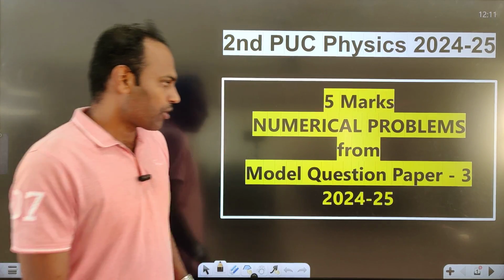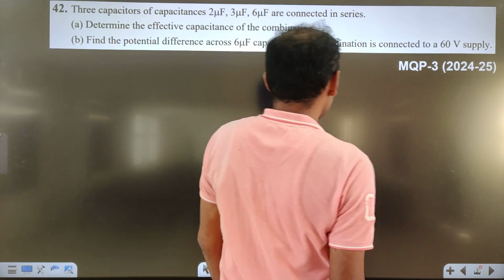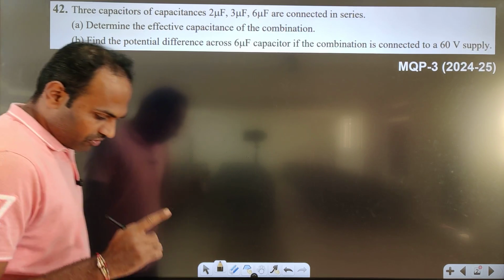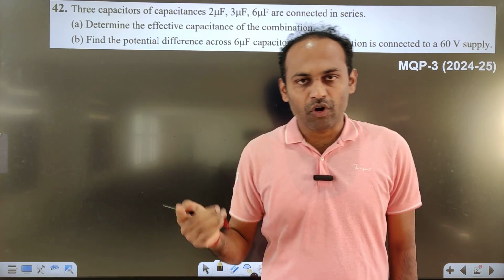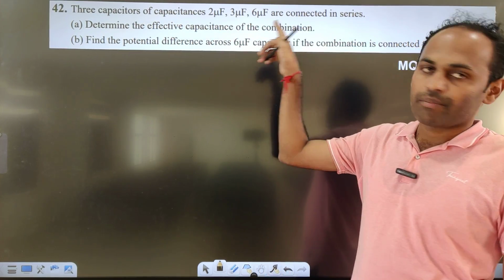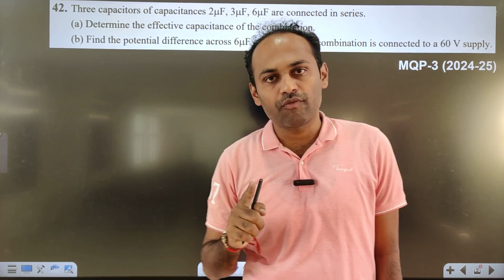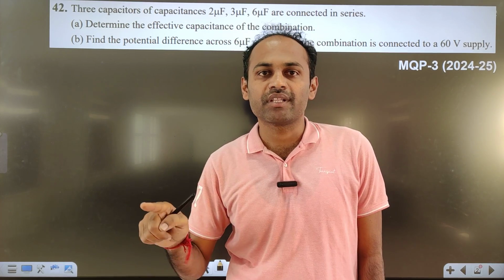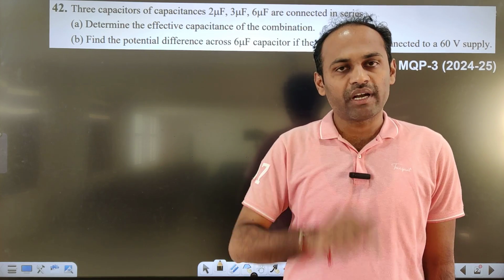We'll start with numerical problems from model question paper 3. See, in model question paper 1 and model question paper 2, in one model question paper there was a numerical on electric charges and field. In another model question paper, electric potential and capacitance. In this model question paper, the first numerical is on electric potential and capacitance, right? So there is the possibility of getting a 5 mark numerical from the first chapter or from the second chapter. If they ask a derivation from the first chapter, then they ask a 5 mark numerical from the second chapter. If they ask a numerical from the first chapter, then they ask a derivation from the second chapter.